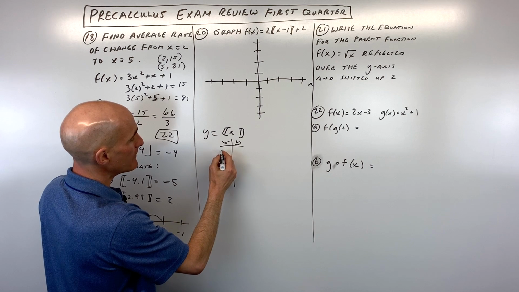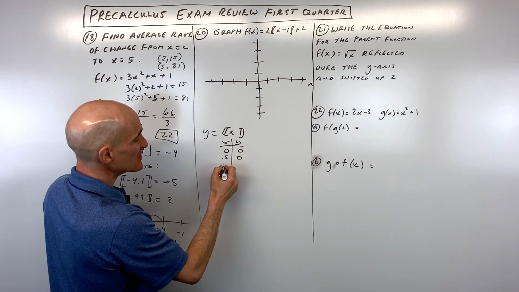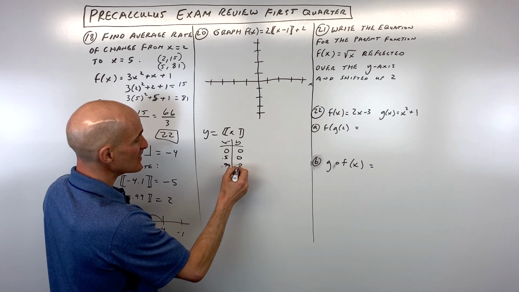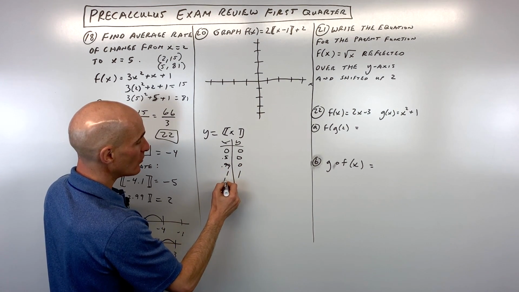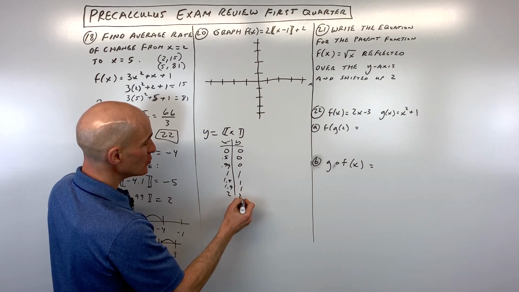So say if you had 0, that would still be 0. 0.5, that would be 0. 0.999, that's going to be 0. And then as soon as you get to 1, you're at 1. 1.5 would round down to 1. 1.9 would round down to 1. And 2 would be 2.